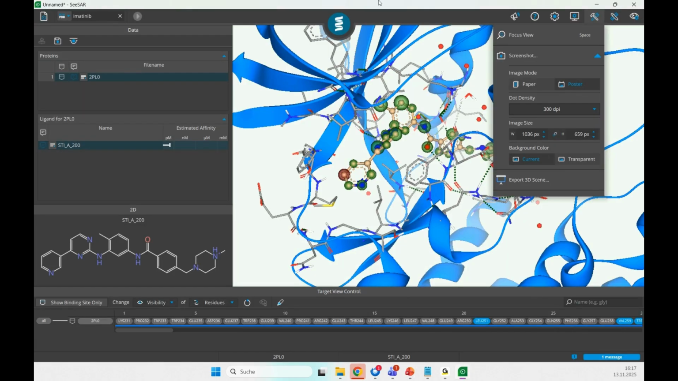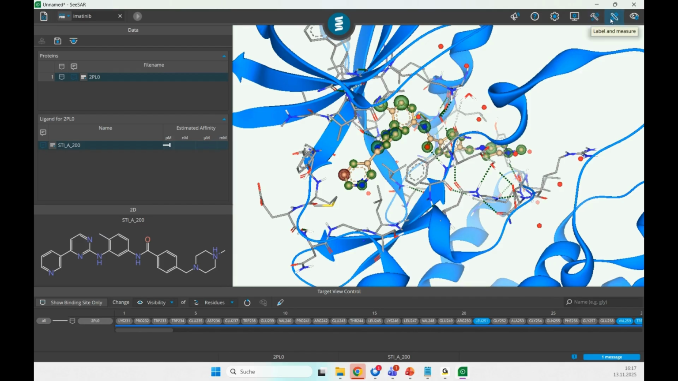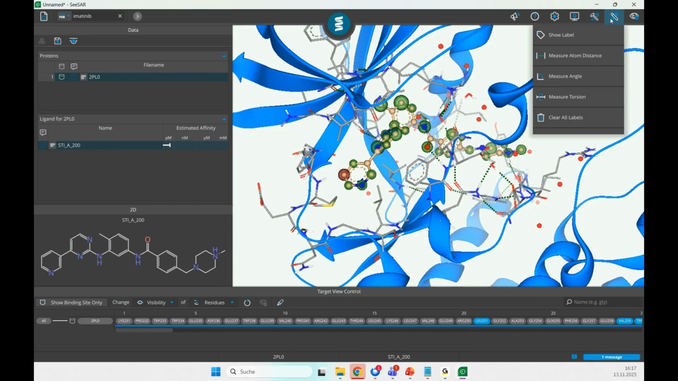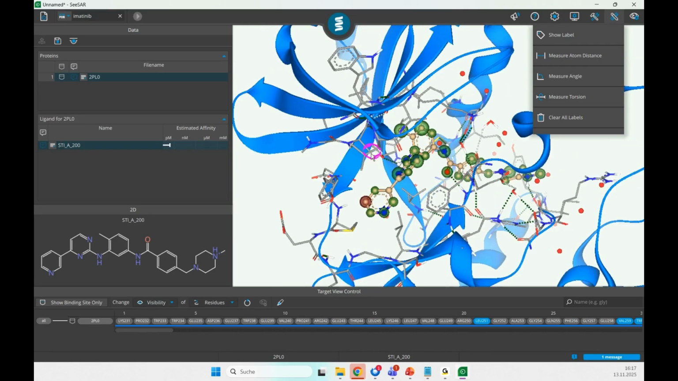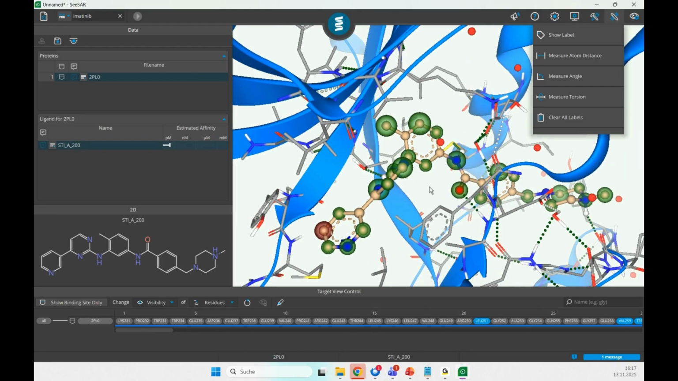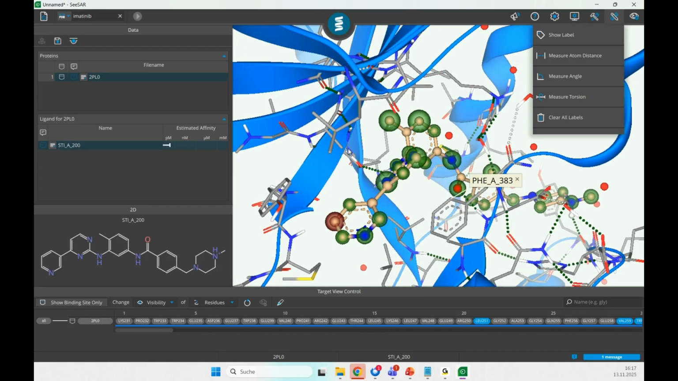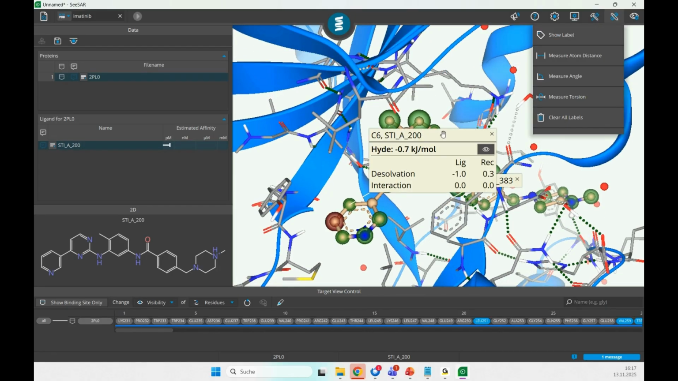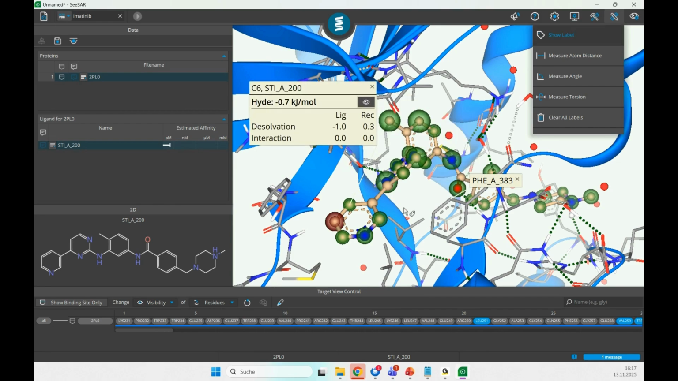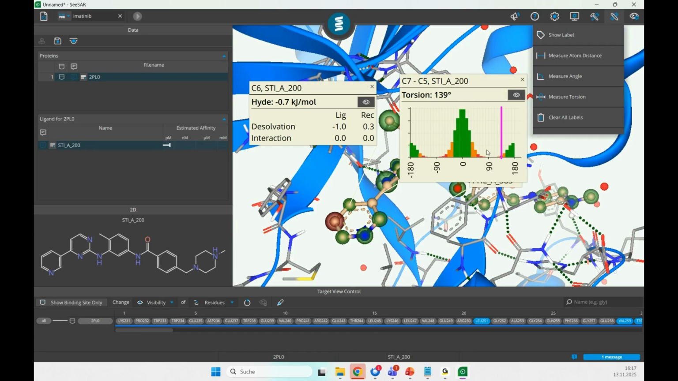Back to SeeSAR. In the label and measure drop-down menu, you can see what things we actually can consider during the assessment of your poses or ideation process. With L, show label, you can label anything, be it the side chain residue just to see the number and the amino acid. You can also tag the HYDE spheres, which we'll talk about in a minute. And you can also look at torsions of the bonds to see how well they match empirical data.